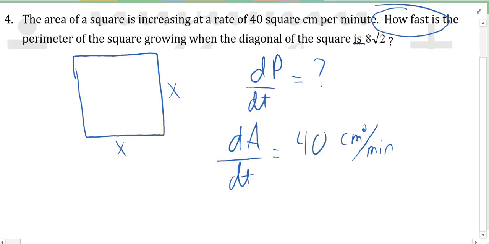So all we need is an equation that links perimeter to area. And once we have that, we can derive it, because we'll get a dA/dt and a dP/dt. Since we don't have that right off the bat, right? You guys don't know a perimeter-area relationship. You know perimeter with the side length. So let's start with that. The perimeter is 4x.